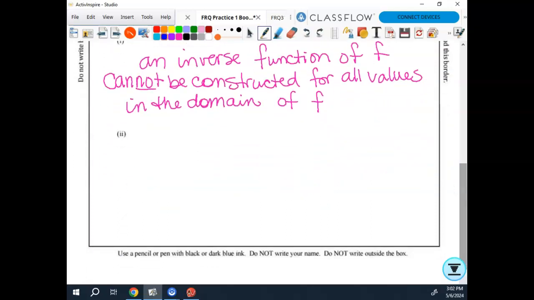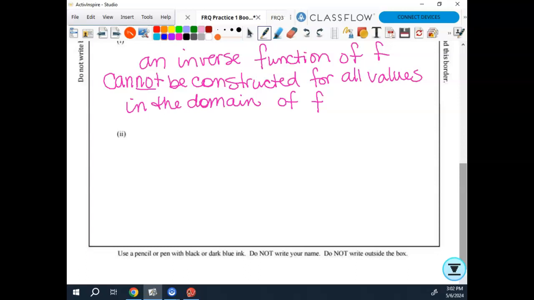Now, the explanations here got much better, but some of you are trying to use too many words, or you're making a blanket statement that is not true. In order for me to be able to take a function and invert it and get another function, I can't have any repeating inputs or outputs.